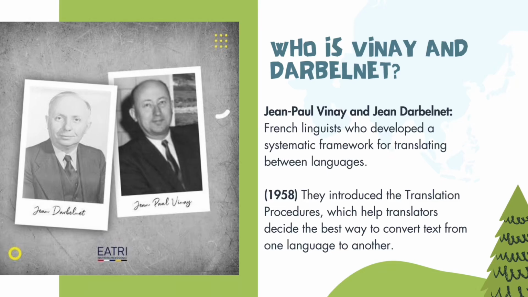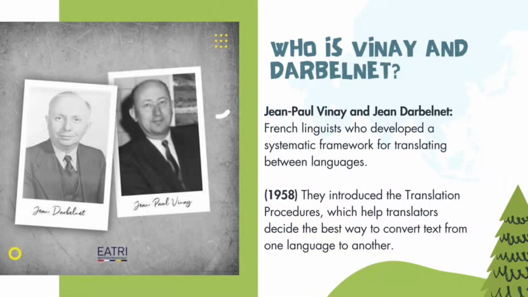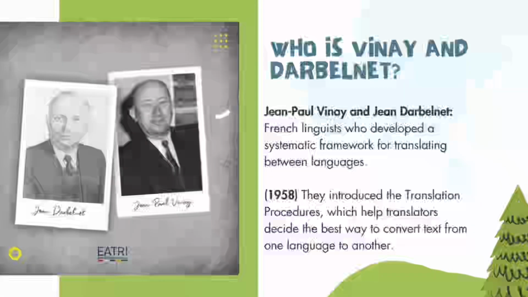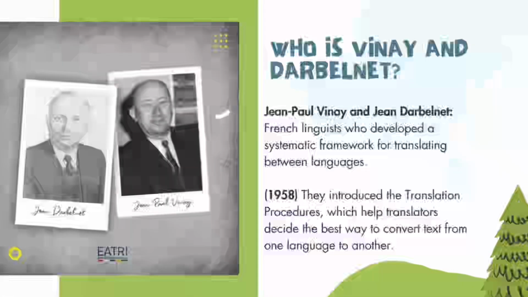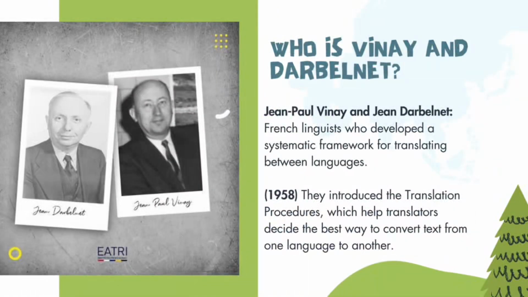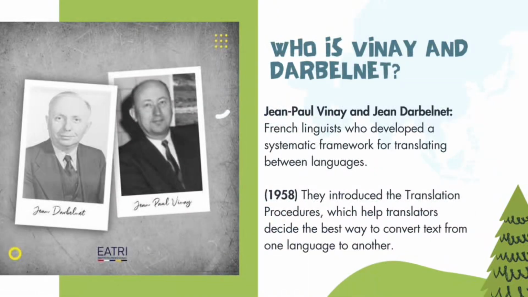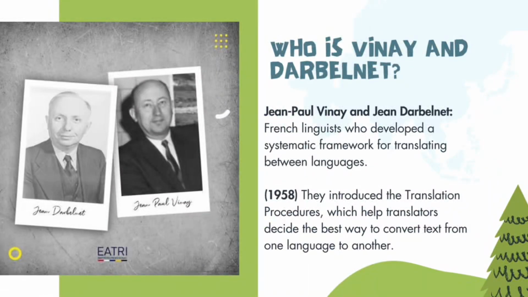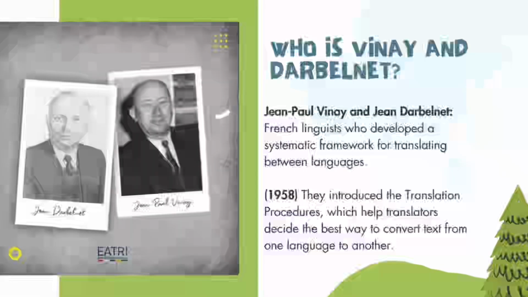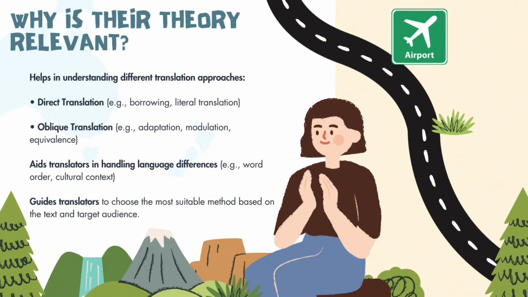Now, we need to know more about who owned these theories. Who are Vinay and Darbelnet? Jean-Paul Vinay and Jean Darbelnet are French linguists who developed a systematic framework for translating between languages. In 1958, they introduced the translation procedures, which help translators decide the best way to convert text from one language to another.